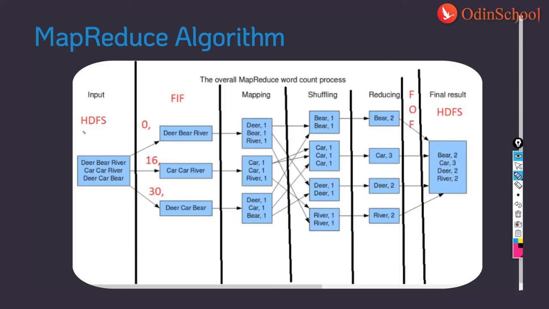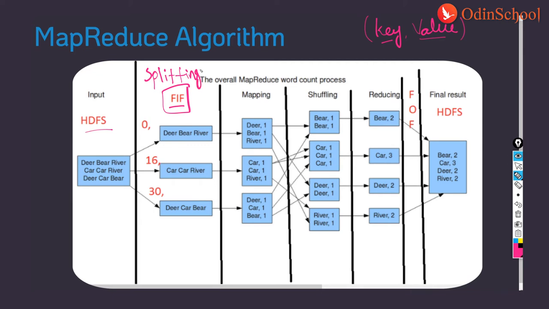Here, the file is at HDFS and it is split in the file input format. Everything is converted into key-value pairs. This is the format of the splitting: there is some key, and against it some value. This is your splitting phase.